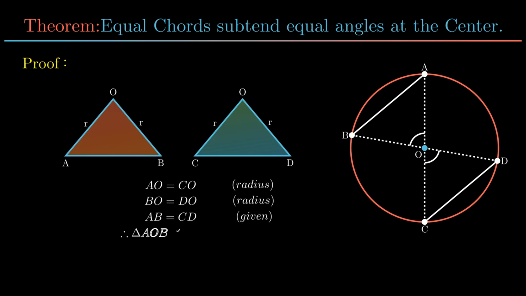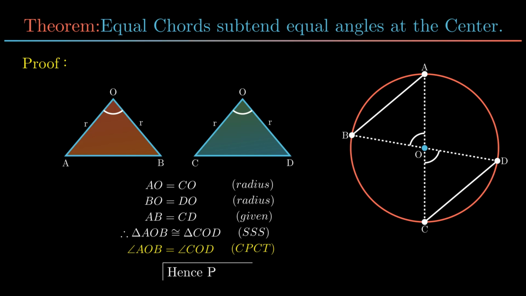Therefore, by SSS criteria, triangle AOB is congruent to triangle COD. By corresponding parts of congruent triangles, angle AOB is equal to angle COD. Hence, the theorem is proved.